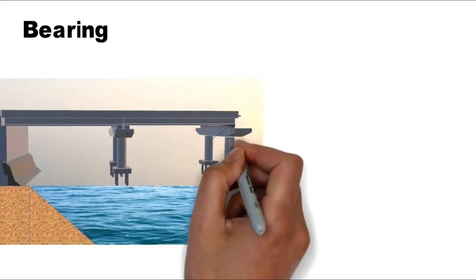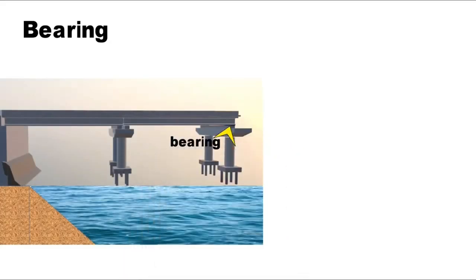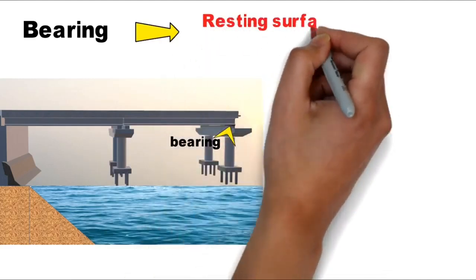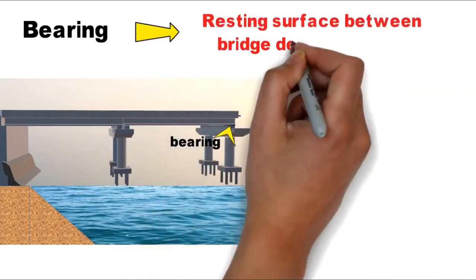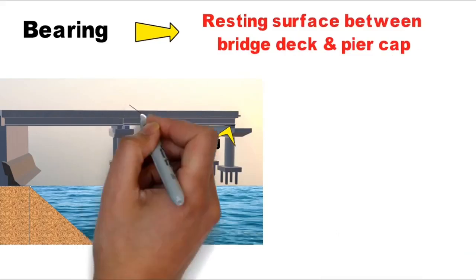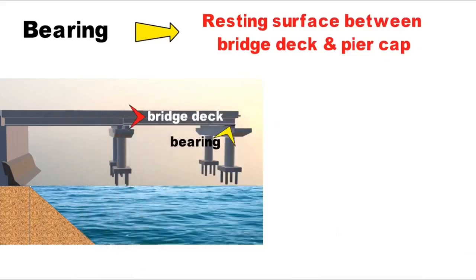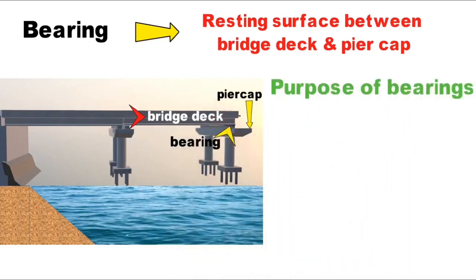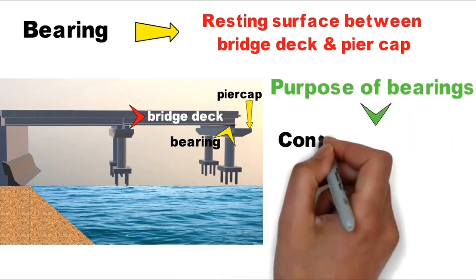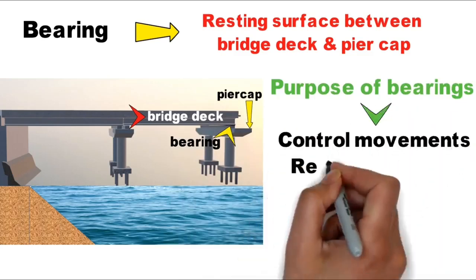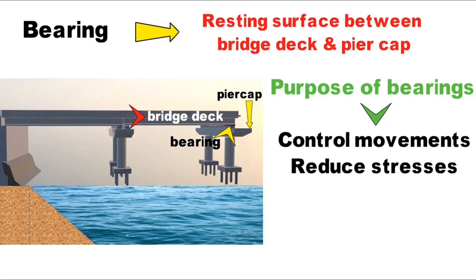First, we'll discuss the bearing. This is the bearing. The area below the bearing is substructure and above the bearing is superstructure. This is what we had discussed earlier. This is the resting surface between the bridge deck and the pier cap. This is the pier cap and this is the bridge deck. The purpose of the bearing is to control moments and reduce stresses, and they can move in both vertical and horizontal directions.